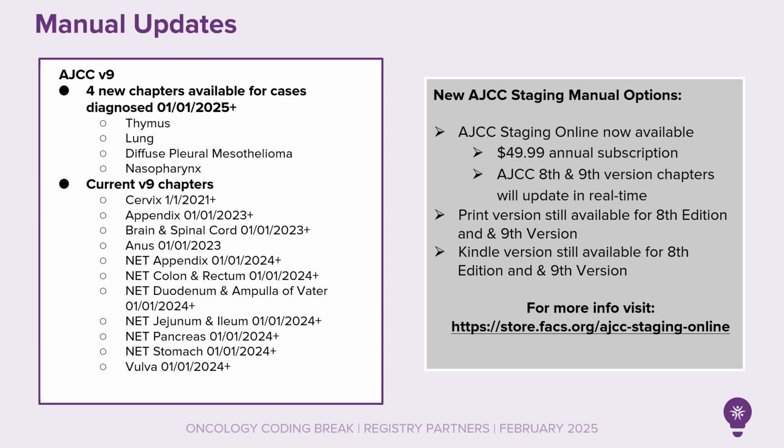The current version 9 chapters include cervix for January 1, 2021 and forward, the appendix, brain and spinal cord, and anus for 1/1/2023 and forward, NET appendix, colon and rectum, duodenum and the ampulla of Vater, jejunum and ileum, pancreas and stomach for 1/1/2024 and forward, and the vulva for 1/1/2024 and forward.